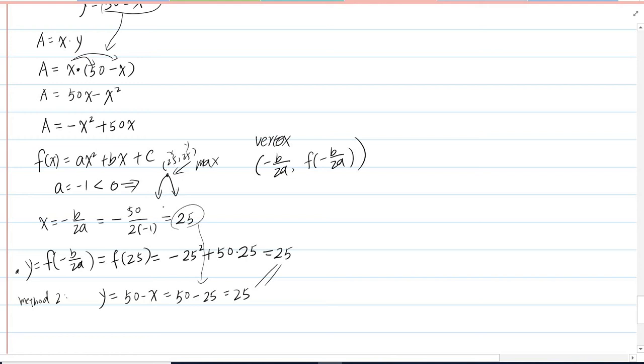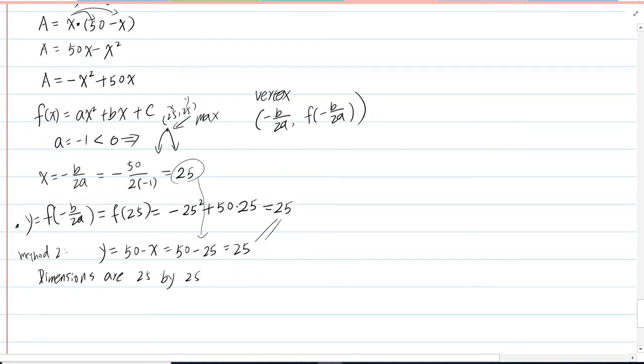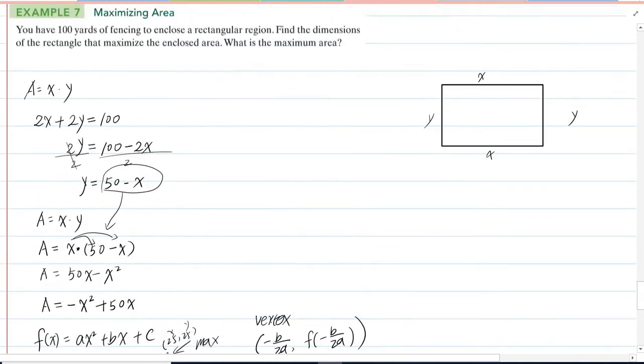Then some students are going to think, okay, wait a second, this is a rectangle. Why are we finding a square? You have to remember a square is just a special case of the rectangle. So we find our dimensions are 25 by 25, right? So when we want our maximum area, which in our case will be x multiplied by y, we already found our length and width. So you're going to get your area, which is 625 square yards. Okay, you finished this question.